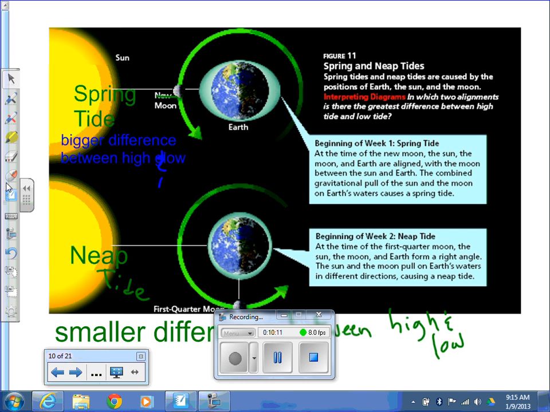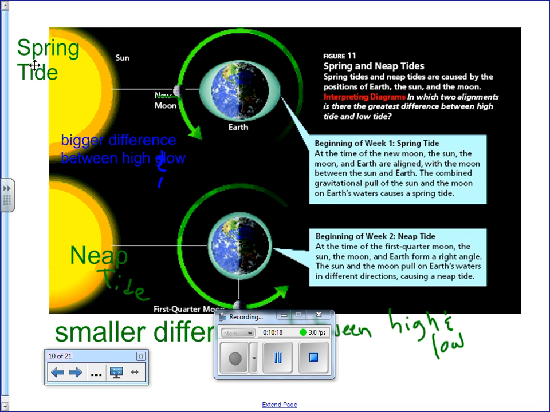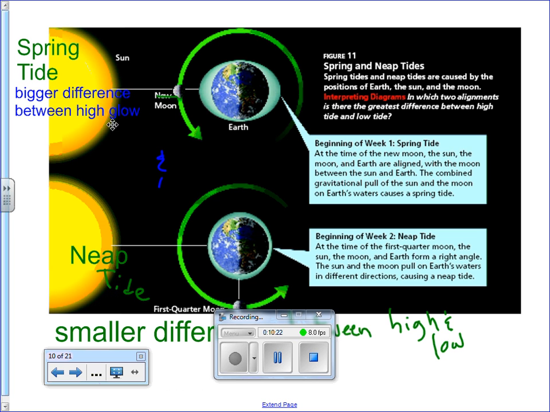All right, this is again from the textbook. The spring tide has a bigger difference between high tide and low tide. And so a spring tide is going to occur during the new moon or the full moon. And again, this is right from the textbook. And the reason why it's a much bigger tide, so this is going to be the highest tides, is because the sun is here and the moon is here, so it's making a really big bulge.